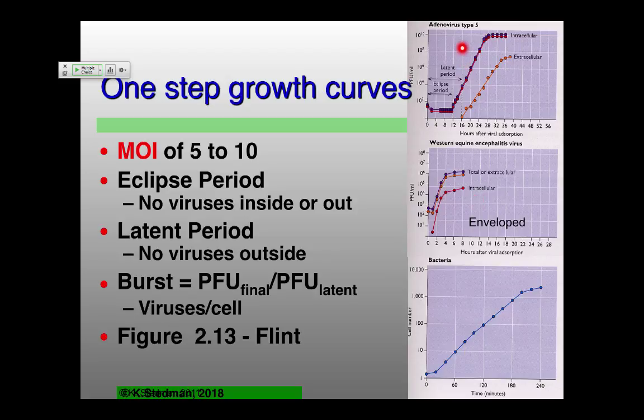Adenovirus, we'll talk about later on, is a naked virus, i.e. it doesn't have an envelope of lipids around the outside. Western equine encephalitis virus is an envelope virus, and that envelope is picked up at the cellular membrane, so literally as infectious virions are being produced.